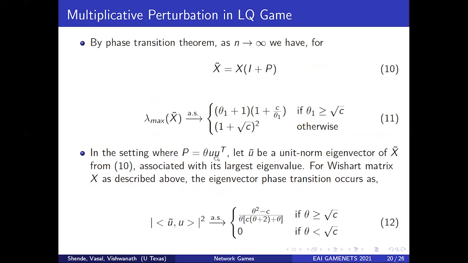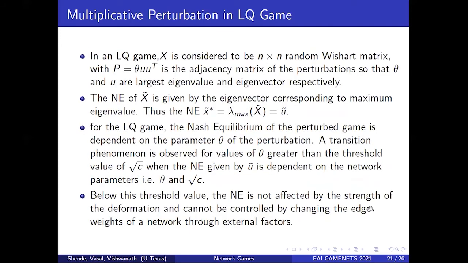We simplify this to use a specific perturbation type with just a single rank one matrix. And we see that the eigenvectors also display this phase transition. So in the LQ game, again, if we consider this X as the Wishart matrix to represent the network of people and the edges, and then the perturbation, which changes some of the interactions within this network, we could think of the Nash equilibrium, which is the eigenvector of the maximum eigenvalue, as dependent on the strength of the perturbation. Below this critical strength, the Nash equilibrium remains unaffected. But above this critical strength, the Nash equilibrium can be modified and changed.